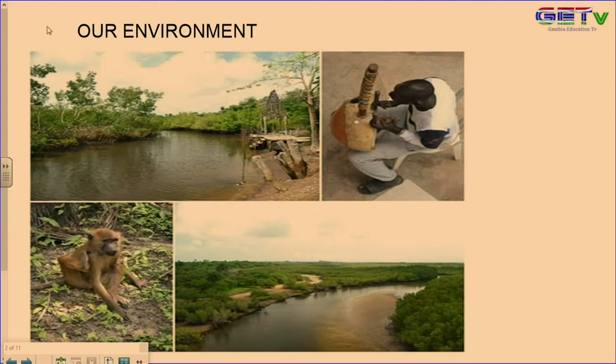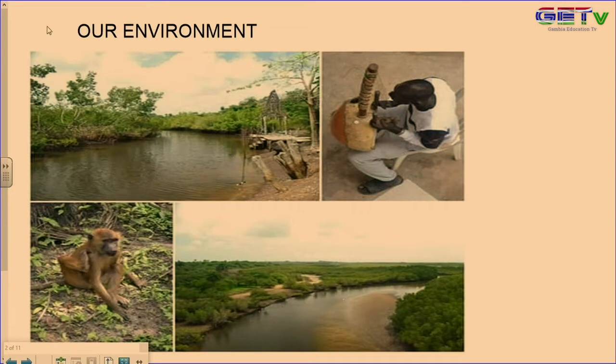Let's look at some of the uses of the land. Man uses land for what? Agriculture. That is growing of crops and even rearing of animals on this piece of land. He also uses the land for construction of structures. That is houses. And remember, our schools are even built on land.